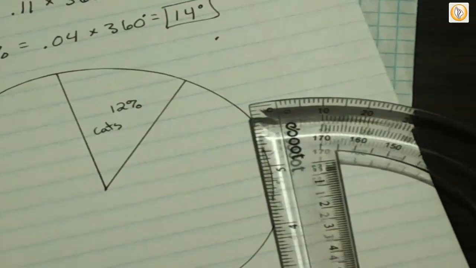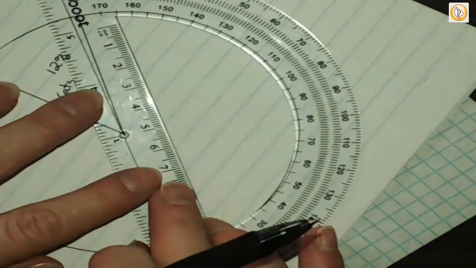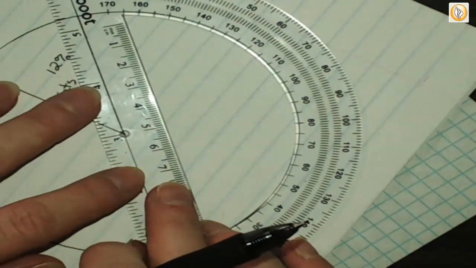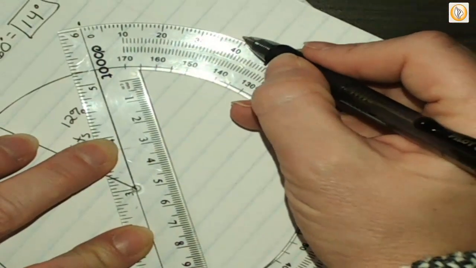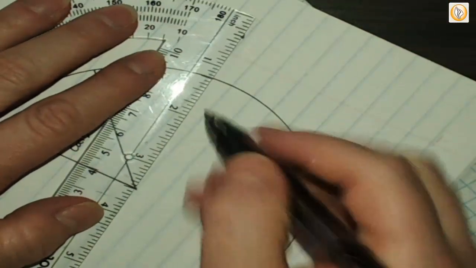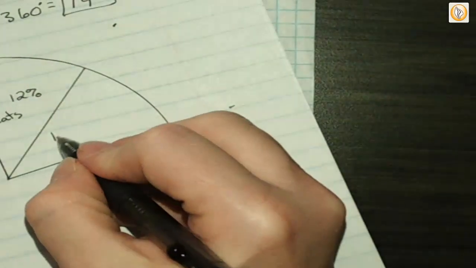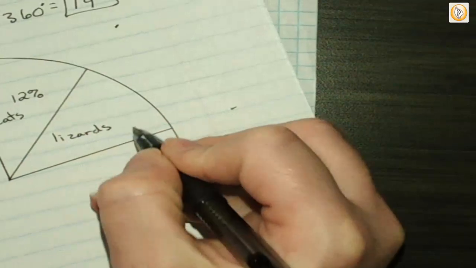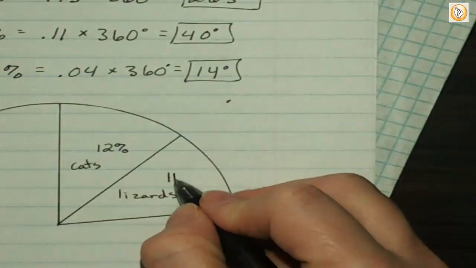I'm going to do lizards next. 40. So then whatever's left over would be dogs. So 40. So here's my 40. So I decided to do lizards next. And lizards, I don't write 40 degrees in there because I need to write the percentage. And lizards is 11%. So I'm going to write 11%.